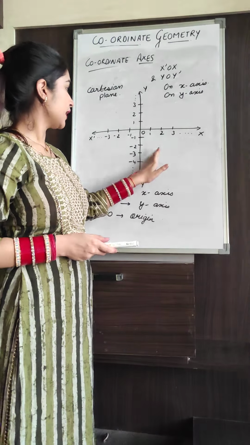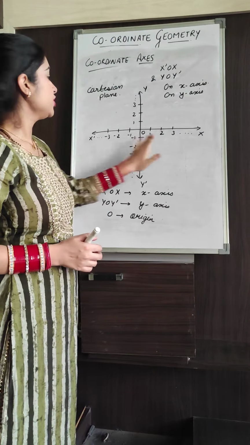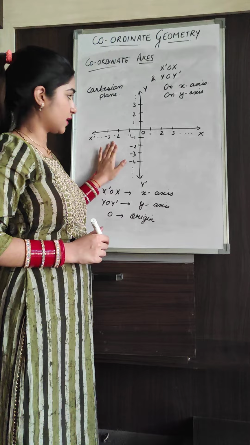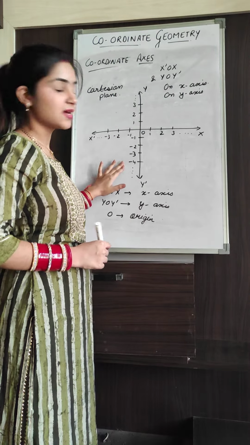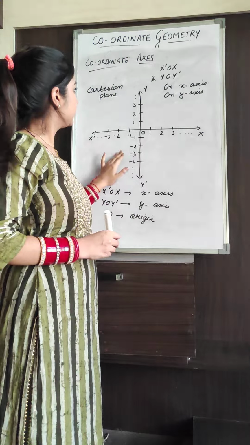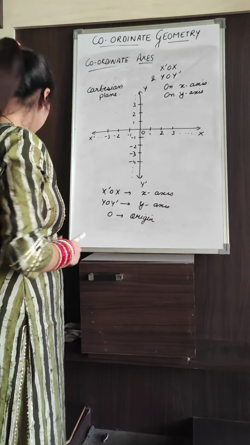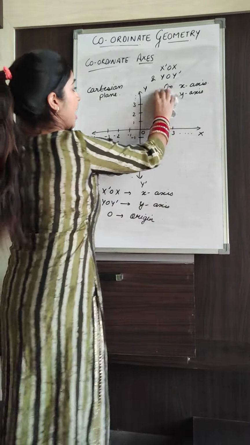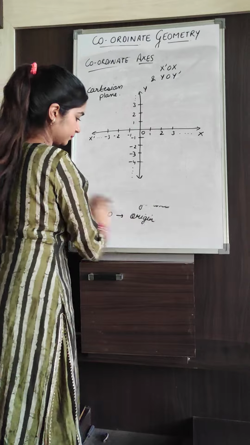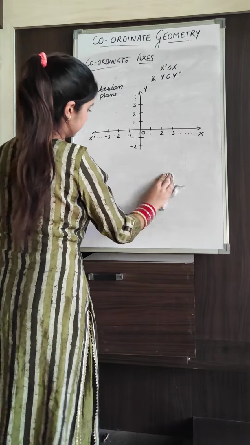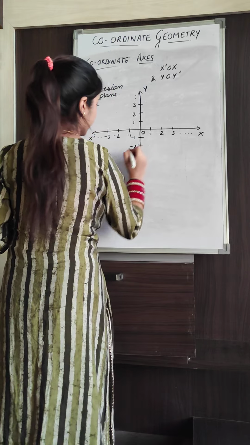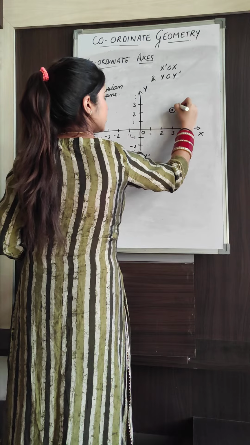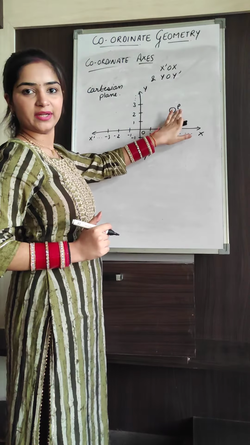Now I am moving further. The points on the x-axis are known as x coordinate or abscissa, and the points on the y-axis are known as y coordinate, or simply we can say ordinates. Now I am going to tell you how we can find the coordinate of a point. Suppose we have a point on this plane, let it be here and this point be M. We have to find the coordinate of this point.